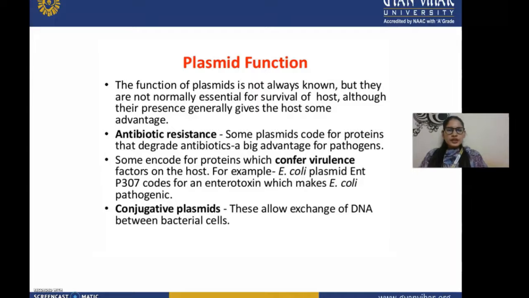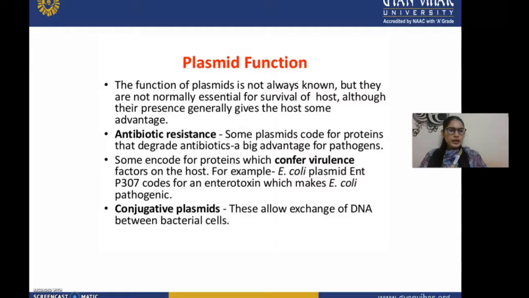When we talk about the function of plasmids, it is not always well known, but they are not normally essential for the survival of the host, although their presence generally gives the host some advantage, such as antibiotic resistance. Some plasmids code for proteins that degrade antibiotics, a big advantage for pathogens, and some encode proteins which confer virulence factors on the host, for example E.